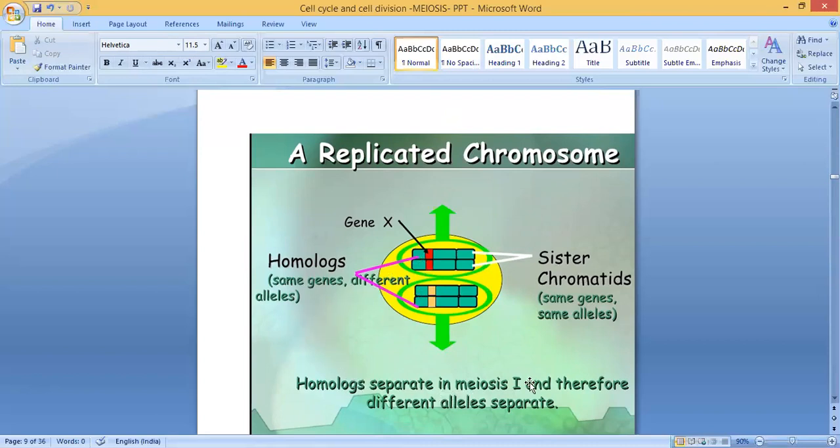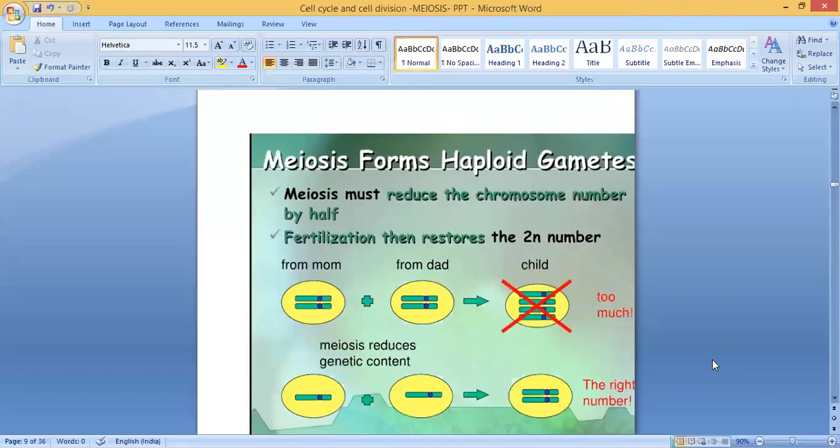Homologous chromosomes separate in meiosis 1 and therefore different alleles separate. Okay, so here these homologous chromosomes separate in meiosis 1. I told you there is a meiosis 1 and meiosis 2. Look at here, how meiosis forms haploid gametes. Meiosis must reduce the chromosome number by half. So meiosis, I told you, is a reduction division. It will reduce the chromosome number by half.